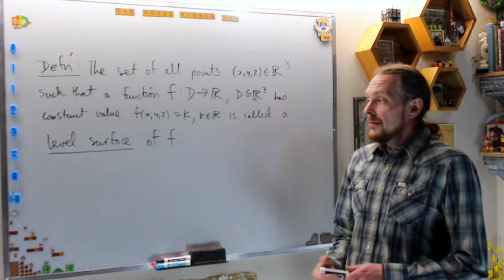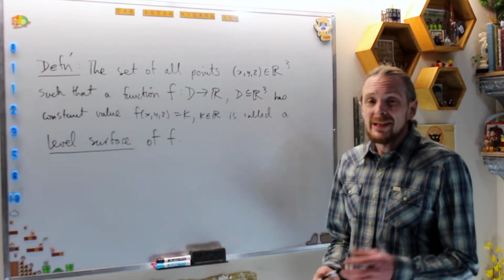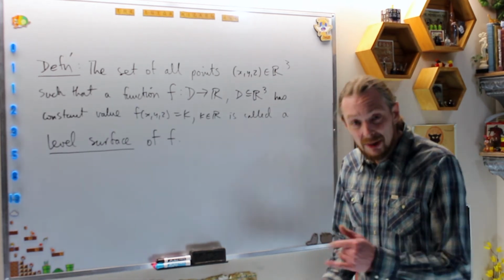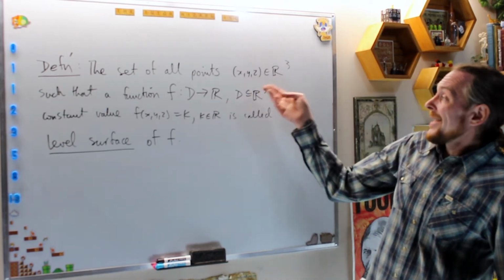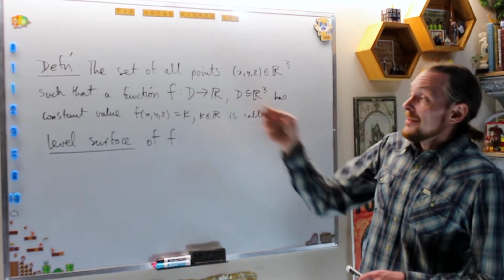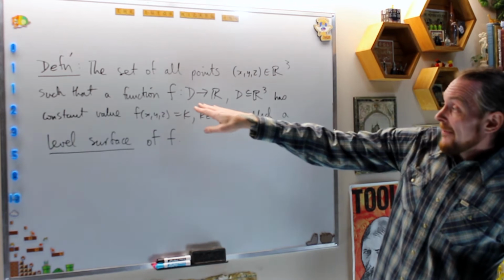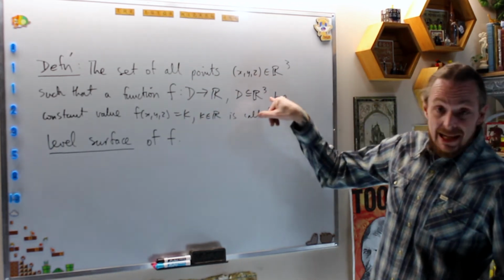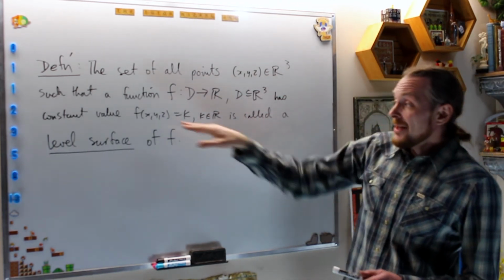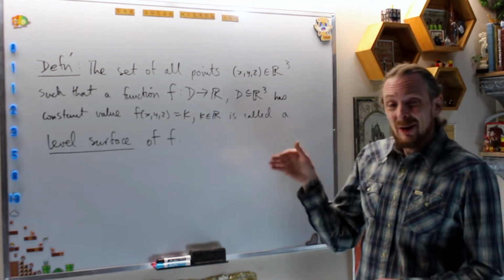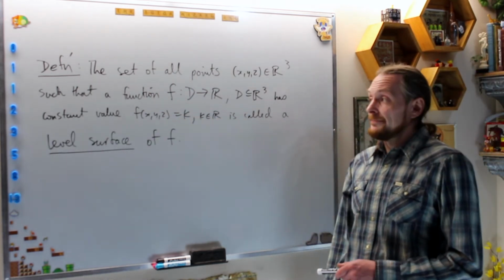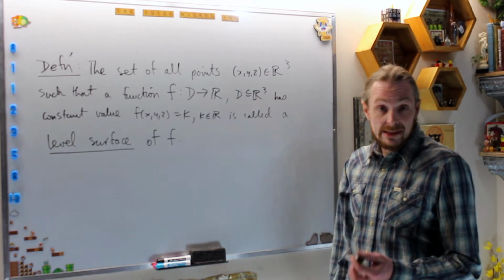The definition of a level surface is completely analogous to the definition of a level curve for a function of 2 variables. The set of all points x, y, z in R3 such that a function f from D to R, where D is now a subset of R3, has constant value, f of x, y, z equals k, is called a level surface of f. Let's do some examples of this.